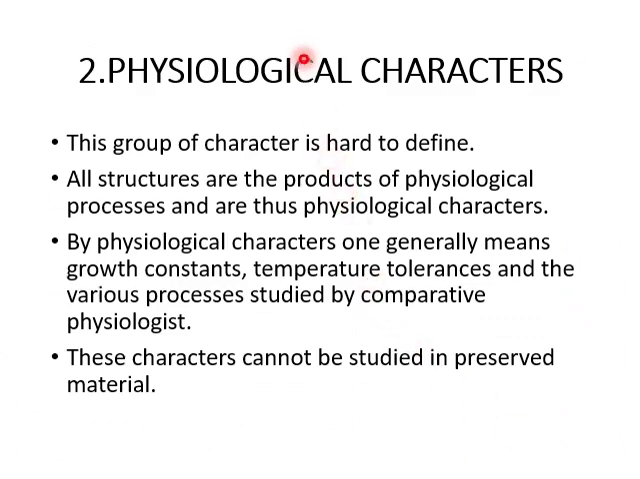The second taxonomic characters are called physiological characters. If we talk about the physiological characters, they refer to the physiology of different animals, in which the researchers may correlate the physiology of one organism with the physiology of another organism.